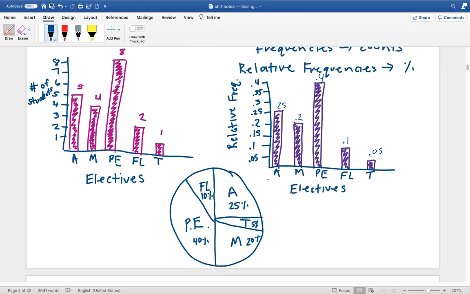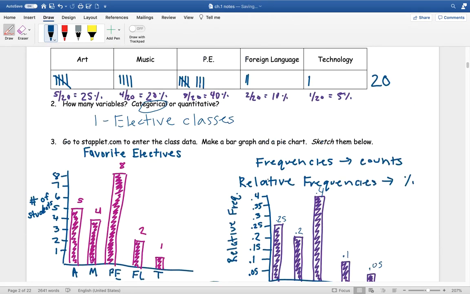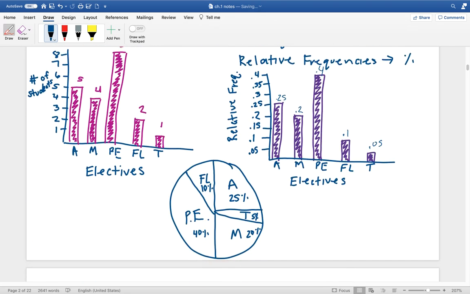And then we have a pie chart. Pie charts are based off of percentages. So if I add all of my percentages up, I should get 100. If you don't, you know you did something wrong. Okay, so 25 plus 20 is 45. I have 85, 95, and then 100 right here. And so they do equal 100.